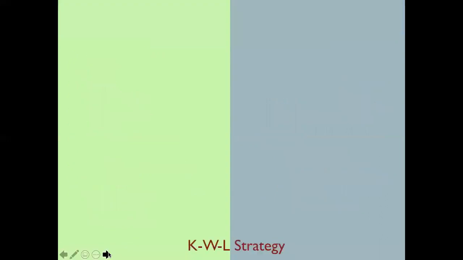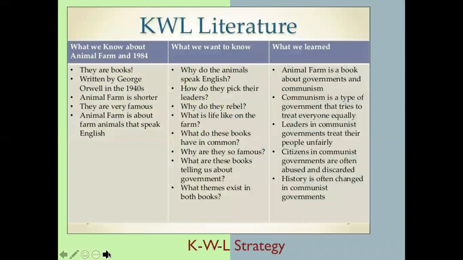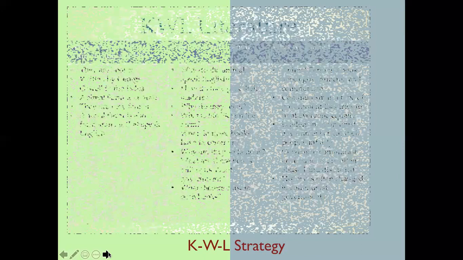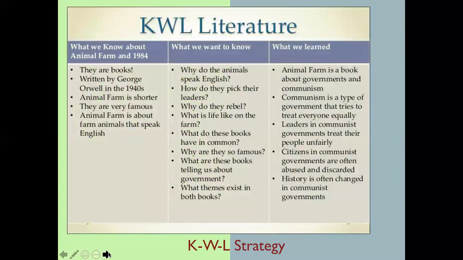An example of a generic strategy across content areas is the popular KWL: what I know, what I want to know, what I learned. The literature example is on George Orwell's novels, Animal Farm and 1984.